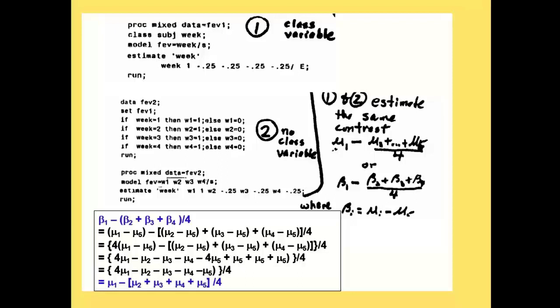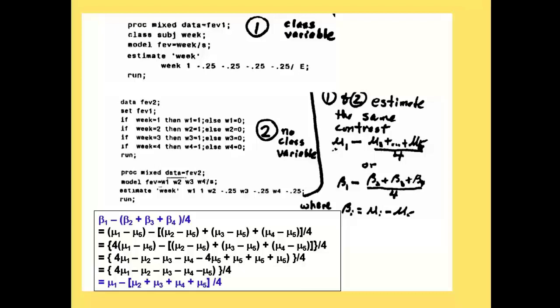So that's how I can do that using this code. Now look at the second code. I am watching the clock here. The second code is different. If you go down to where it says proc mixed, you notice there's no class statement, right? No class statement, okay? What have I done up here before I wrote proc mixed? If week one, then W1 equal one, W2 equal one, else zero, what have I done here? I've defined four dummy variables, okay? What's the referent group?